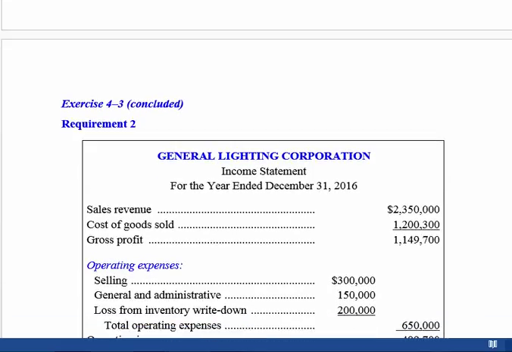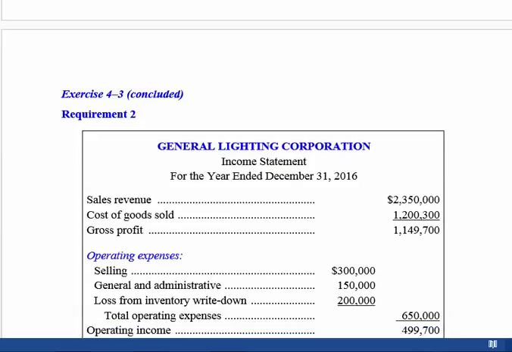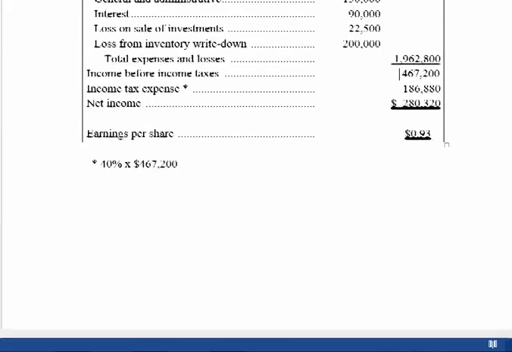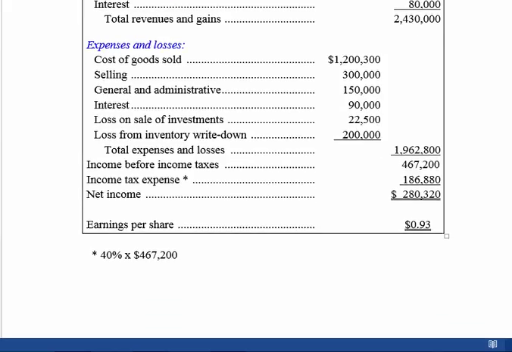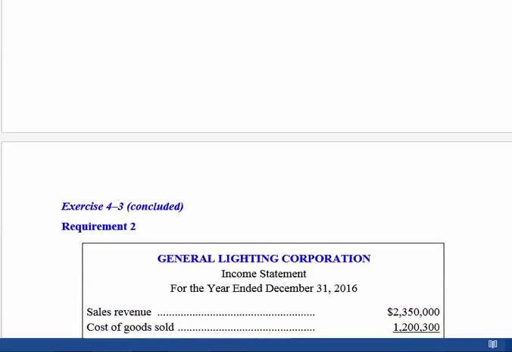Okay, and then we'll total those. Total operating expenses, $650,000. We'll subtract that from gross profit, and that gets us operating income of $499,700. Notice that's a number we did not have back up here on the single step form. So the multiple step form just gives you more detail, as the name suggests.